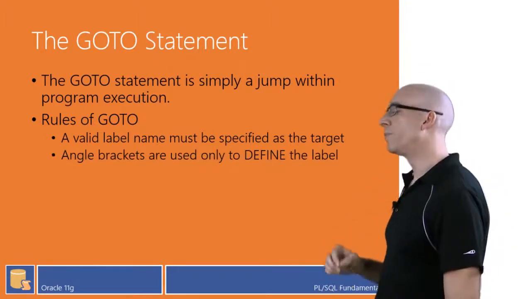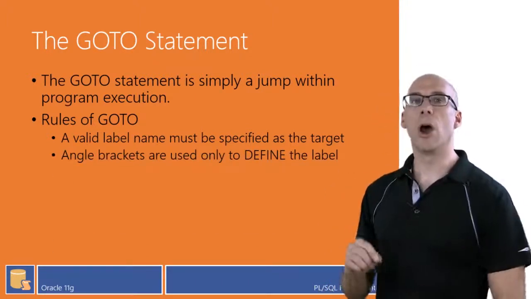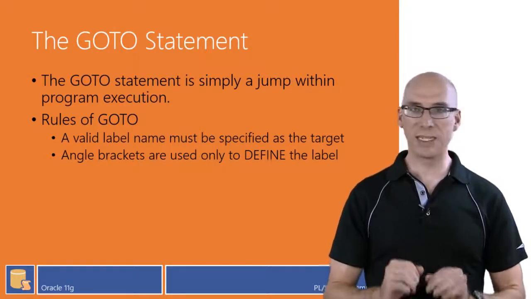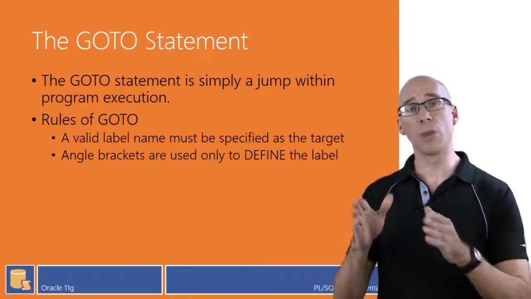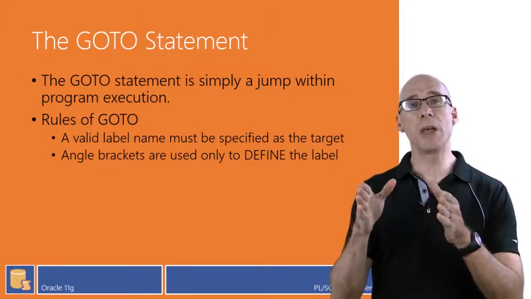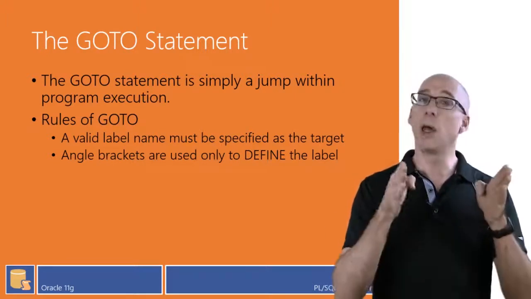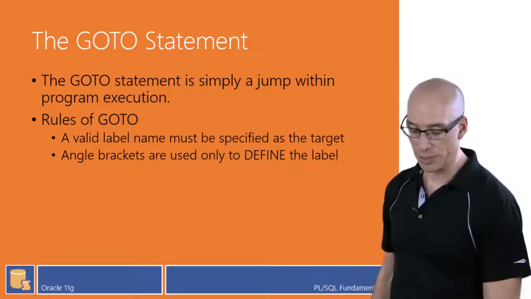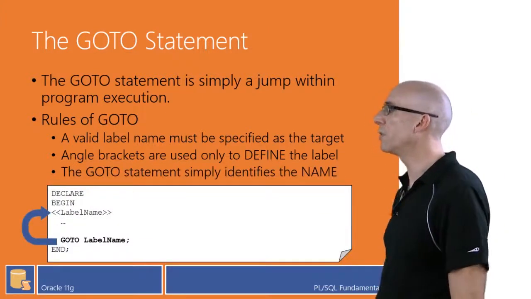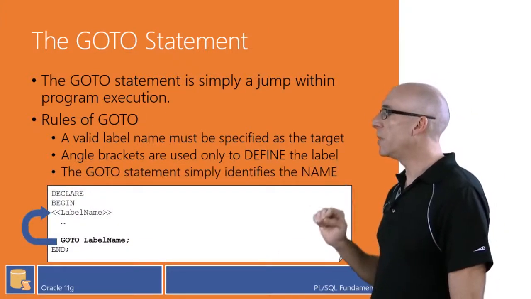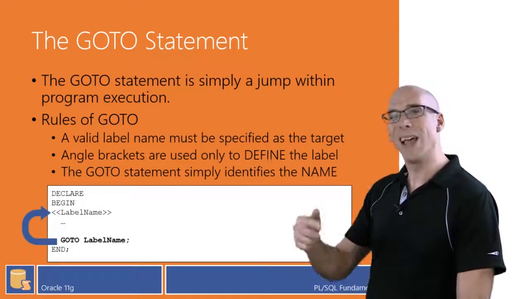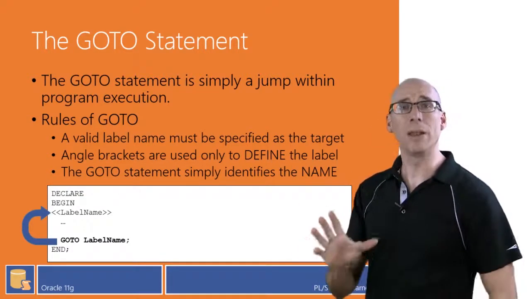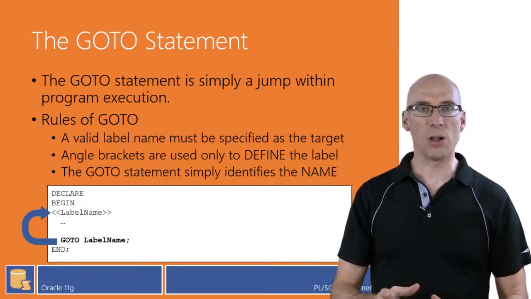Rule number 2, the angle brackets are used for the label itself. They're not used for the GOTO. So when you specify GOTO space, all you care about is the name itself, no brackets. Keep that in mind. And rule number 3, the GOTO statement simply identifies the name, which kind of goes with the second one, but you need to understand all aspects.